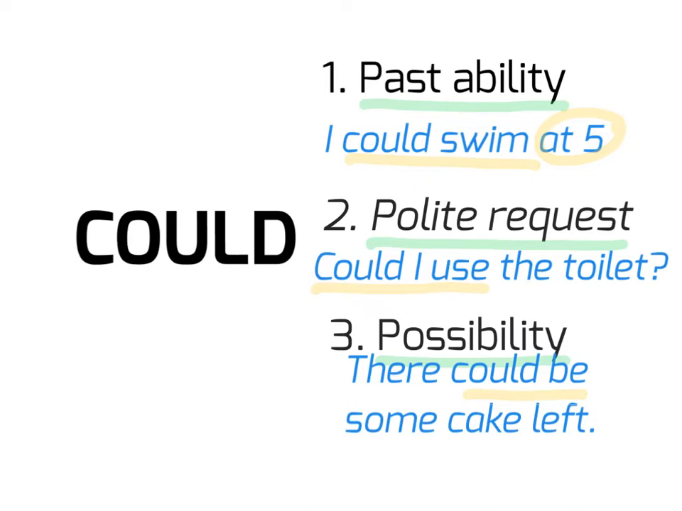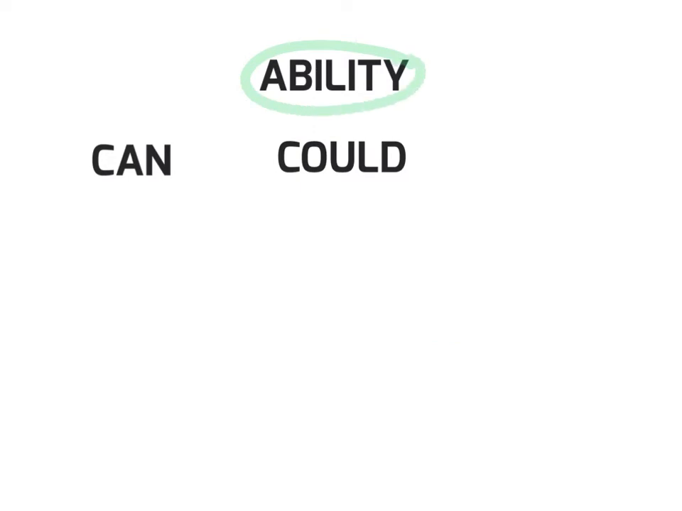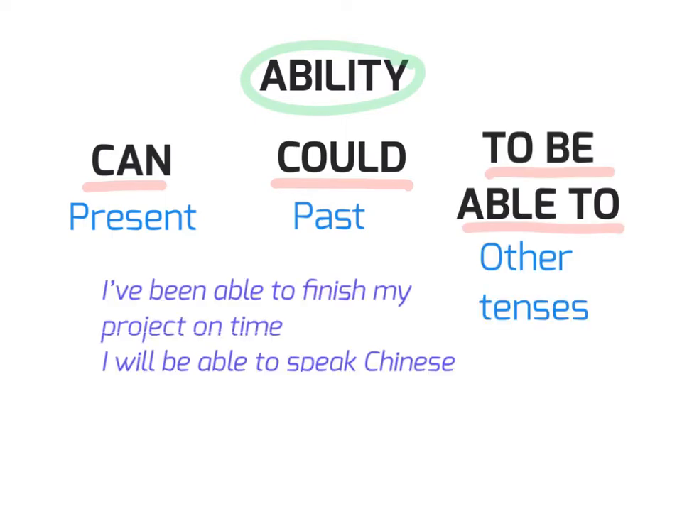But now we're going to compare can, could, and some other verbs like to be able to and to be allowed to. Regarding ability, we have can for the present and could for the past. But what happens when we have to use the present perfect or the future with will? In this case, we use to be able to. For example, I've been able to finish my project on time.